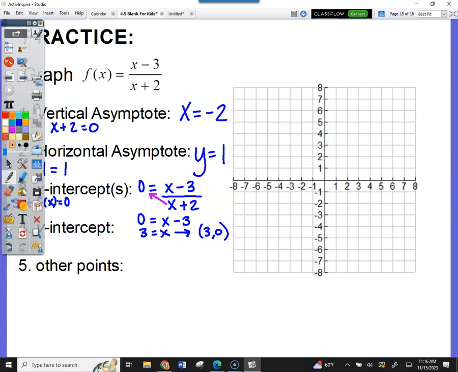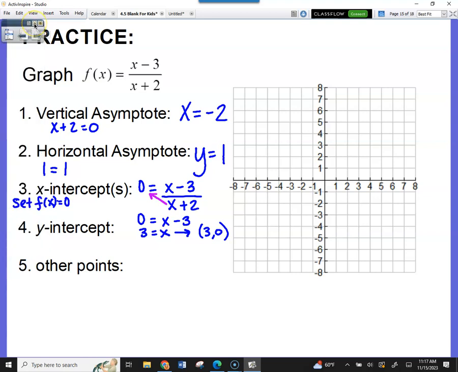Now we're going to repeat with the y-intercept. If we're looking for the y-intercept, what's x? X is 0, which means go to the original, replace x with 0, and write down what you get. Negative 3 halves. Yes. So I'm going to set x equal to 0. I end up with y equals negative 3 over 2. Right? Now, translate that to a coordinate point. 0, negative 1.5.